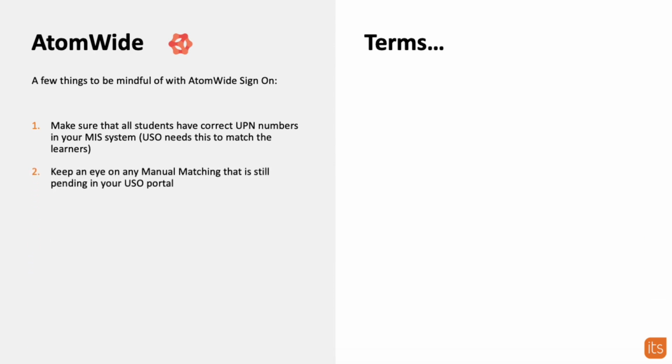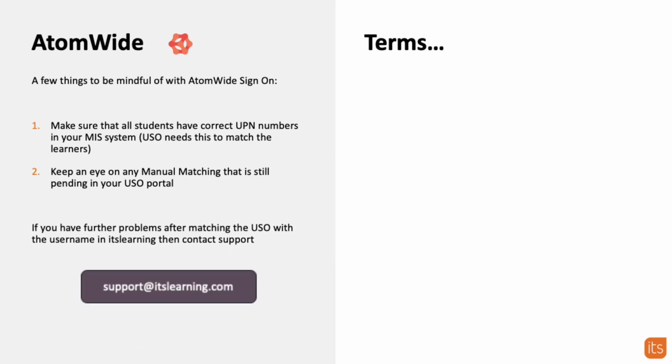Need to keep an eye on the manual matching that is still pending in your USO portal. So if a learner can't get onto the platform yet, if their single sign-on's not working, we need to check that atom-wide portal first and just make sure that nobody's pending in there. If they're not, then we can contact our support team. But usually they'll still be pending.